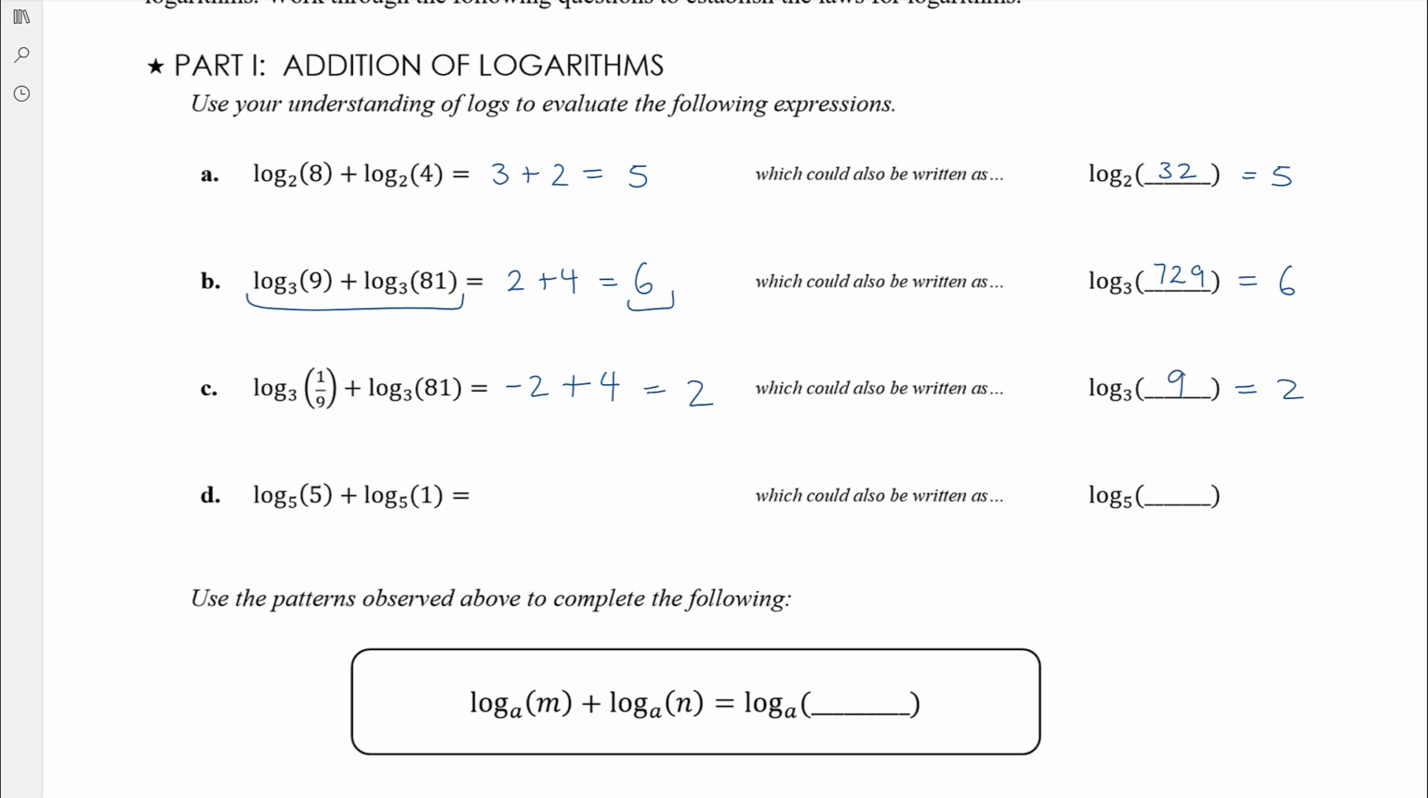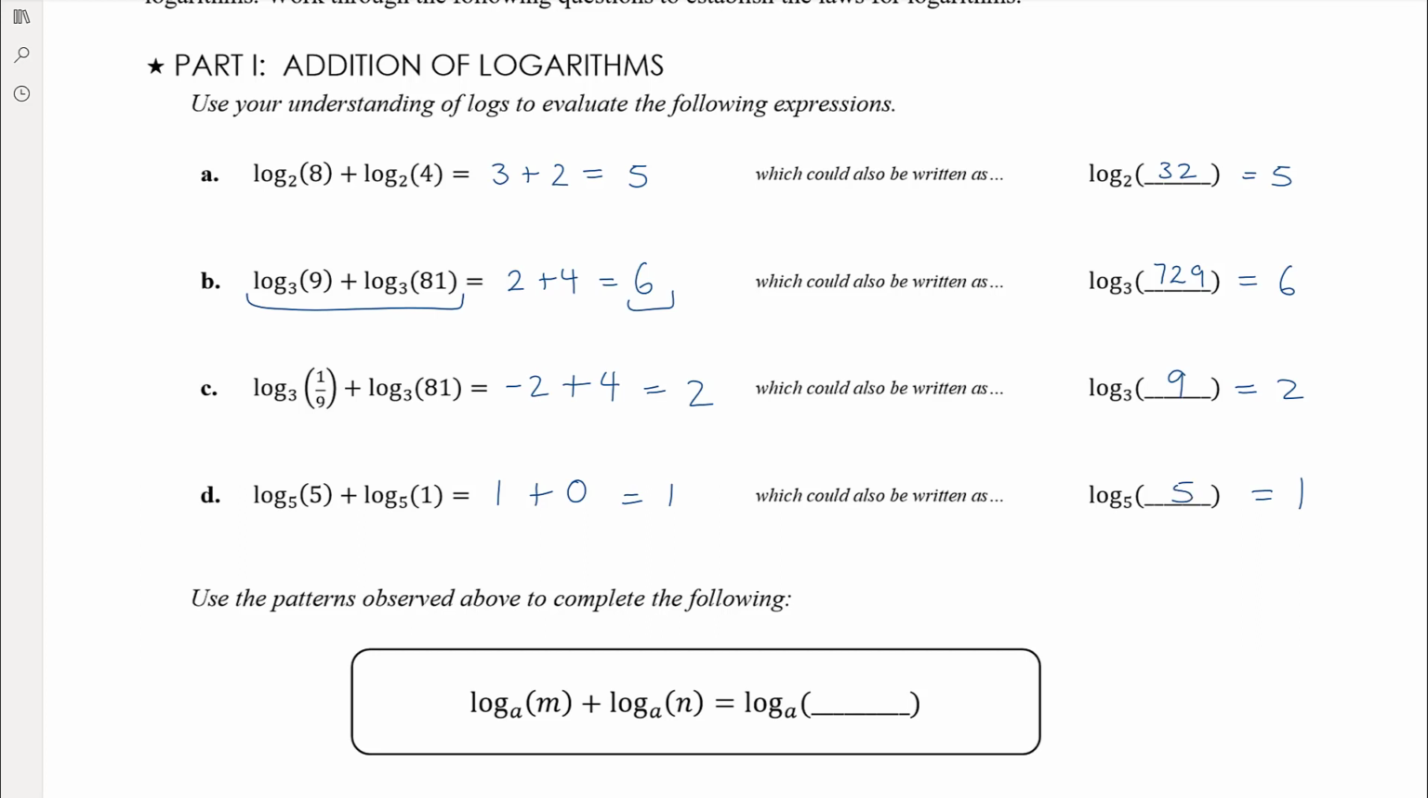Alright, last one here, log base 5 of 5. 5 to the power of what gives me 5, so that's 1. Plus log base 5 of 1, so 5 to the power of what gives me 1, well that's 0, and so this just equals 1. Alright, so log base 5 of what is equal to 1? Log base 5 of 5 is equal to 1.